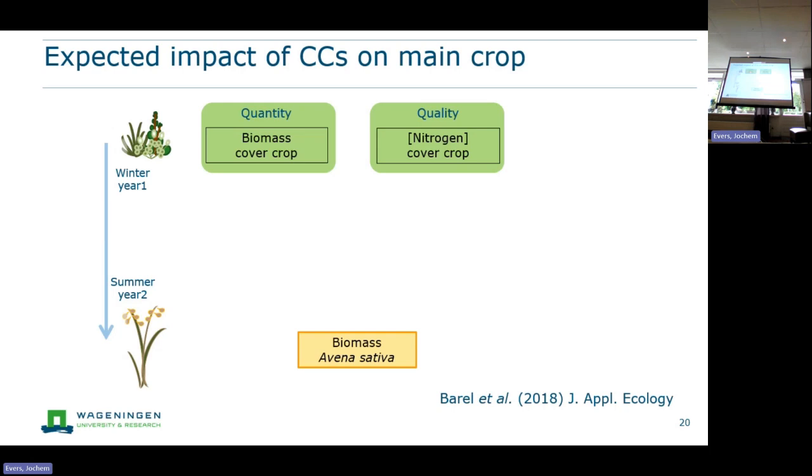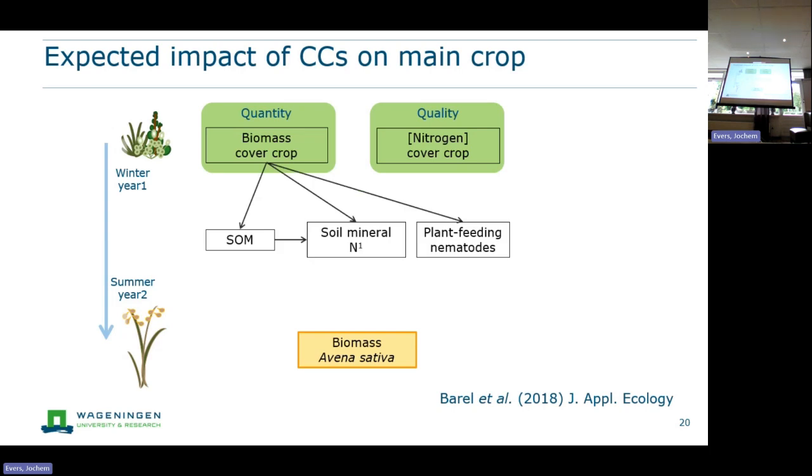So we thought it's the quantity and the quality of those cover crops, whether monoculture or mixture, that feeds into what's going on in the soil, which relates to soil organic matter and the mineralization of that soil organic matter. But it could also stimulate plant-feeding nematode abundances, because you do have hosts there compared to a fallow. So yeah, that may be a trade-off. That would then feed into effects on the next main crop.